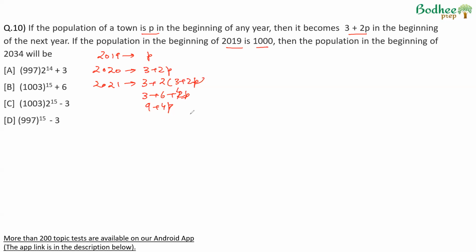Then in 2022, this will become 3 plus 2 into 9 plus 4P, which means 3 plus 9 is 27, plus 8p, which means 30. 9 twos are 18, not 27.